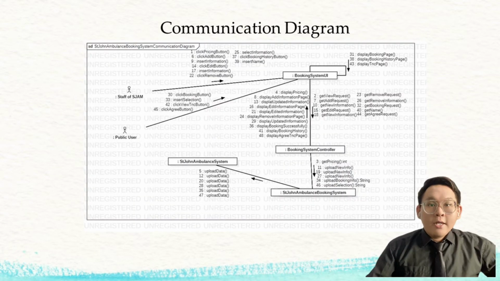As shown, this is the communication diagram of the ambulance booking system. It shows the interaction between the staff of Central Ambulance Malaysia, public user, booking system UI, booking system controller, Central Ambulance Booking System, and the Central Ambulance System.